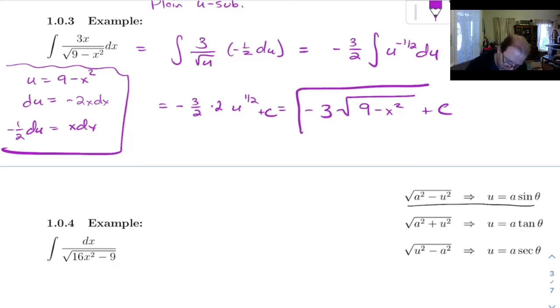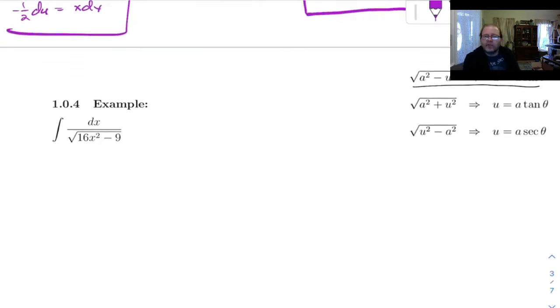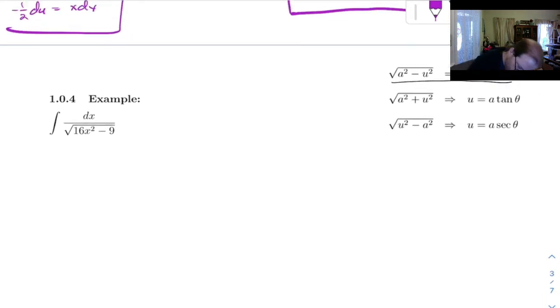So anyway, if you can get away with using u sub instead of using trig sub, definitely go with it because it's quicker. All right, let's look at this next problem. This one is a little different because instead of just an x squared, we've got 16x squared. So what's happening here is this is my u squared. So that means u is 4x. And a here is 3. So we've got u squared minus a squared. So we're going to use the secant.